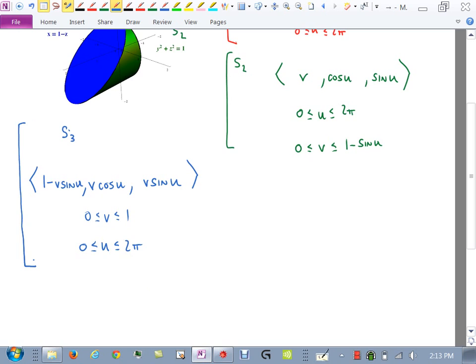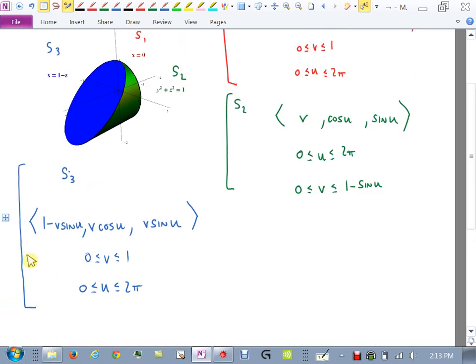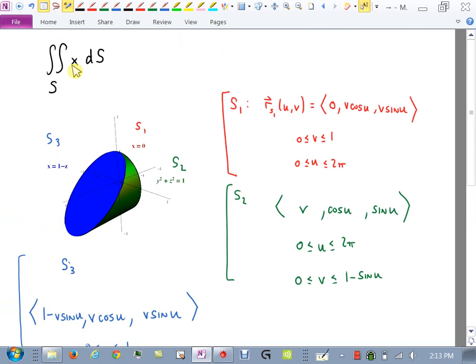Now, we haven't even really started the problem, have we? All we've done is set up the parametric surfaces. So now I need to take partial derivatives of each of these three surfaces. I need to do cross products of each of these three surfaces, and find magnitudes of those cross products. And then I need to plug those into this right here. So let's start with S1. I'm going to start a new page.